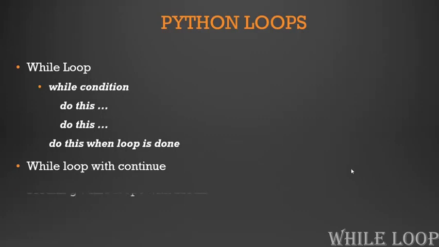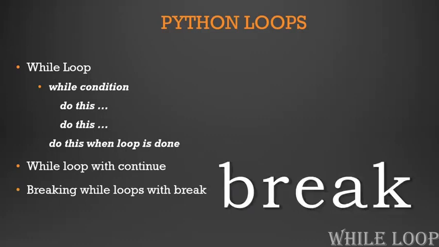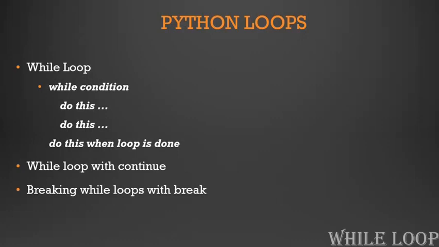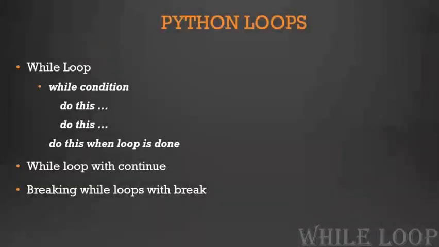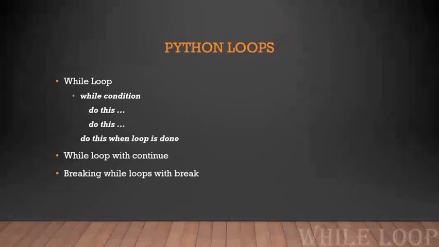And similarly, we can break out of while loops with a break statement. I hope you recall this from the for loop, and the conditions will be similar to how we did the for loop. The only difference is that in a for loop we give a fixed number of iterations, whereas in a while loop it will loop until a condition holds true. Once it becomes false, the loop will terminate.